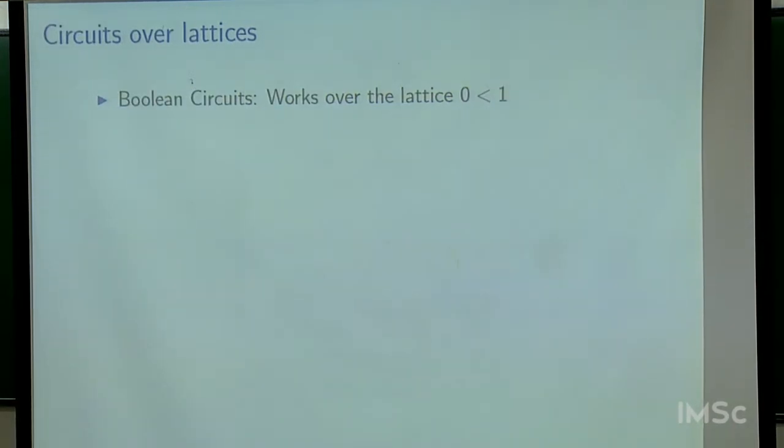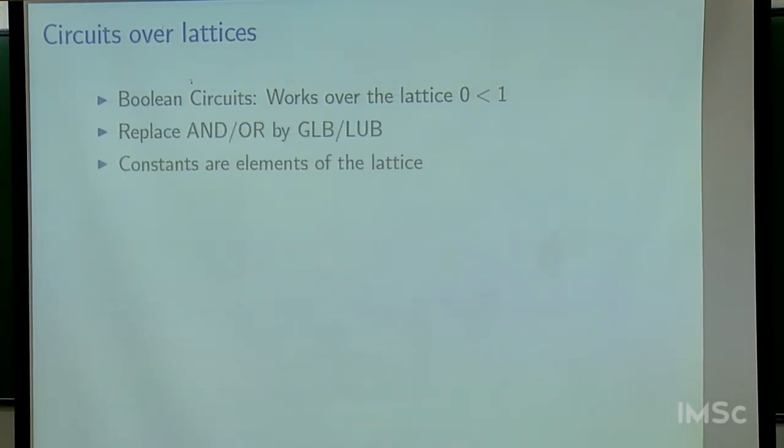So what we do is we can think of Boolean circuits as working over lattices. So it's like computing over the lattice {0, 1}, where 0 is less than 1. That's the smallest Boolean lattice. We can generalize this by allowing it to compute over arbitrary lattices.